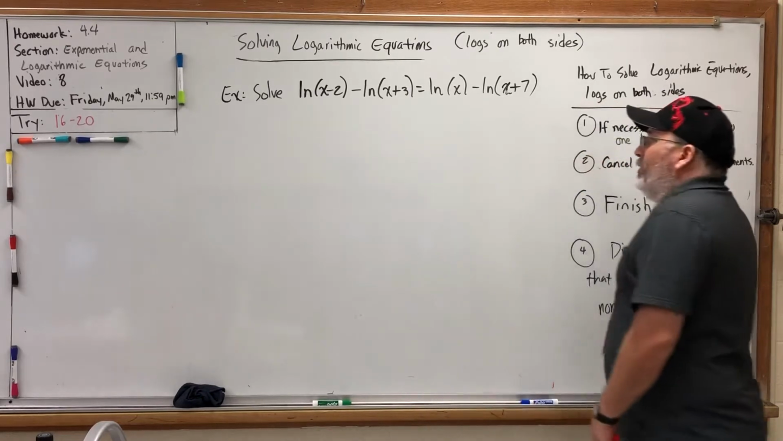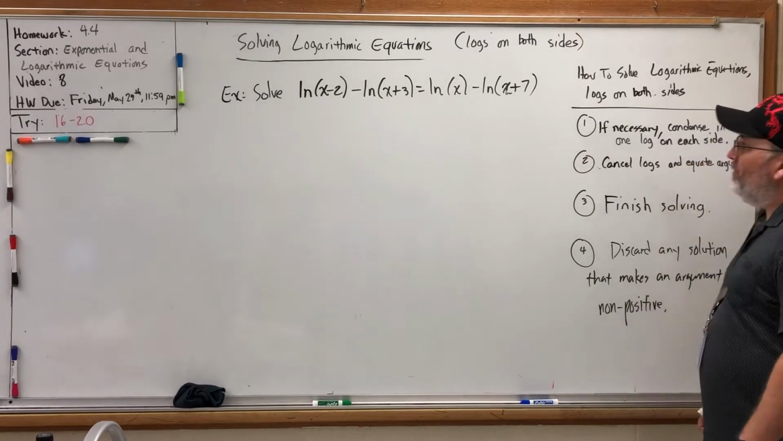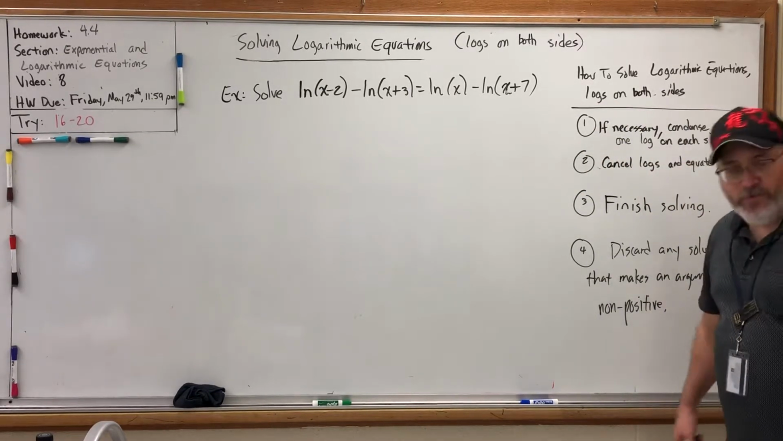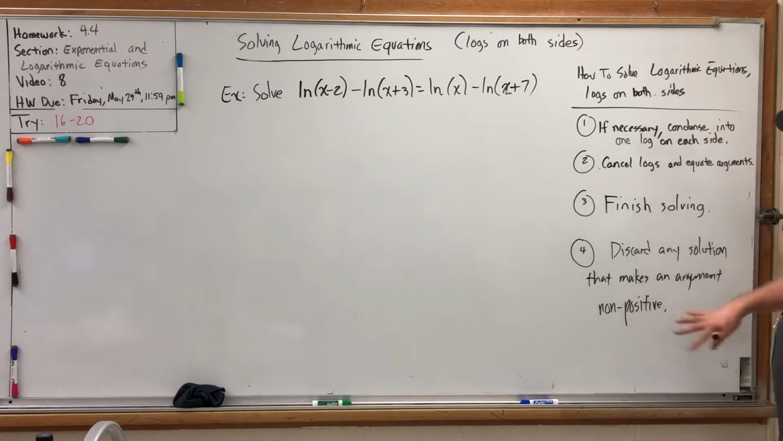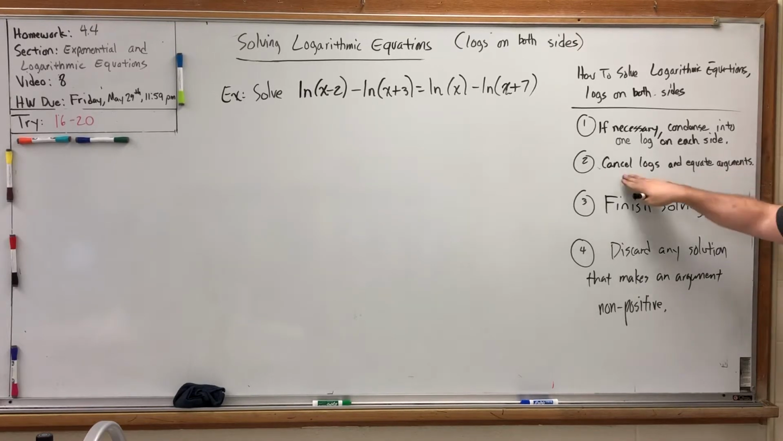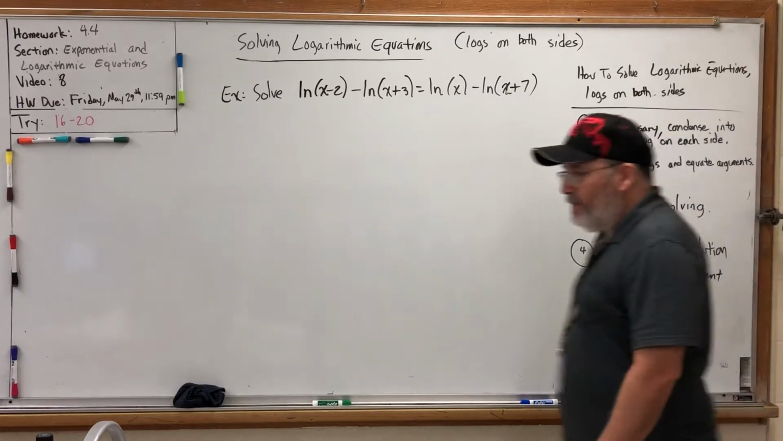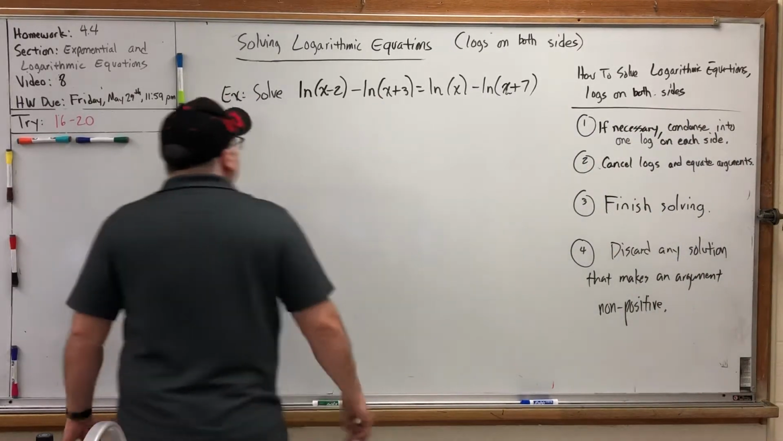In the previous video, we looked at an example of a logarithmic equation that had logs on both sides and refined our technique to accommodate that. In short, condense each side, cancel the logs, solve, look for bad answers, answers that make a non-positive argument.